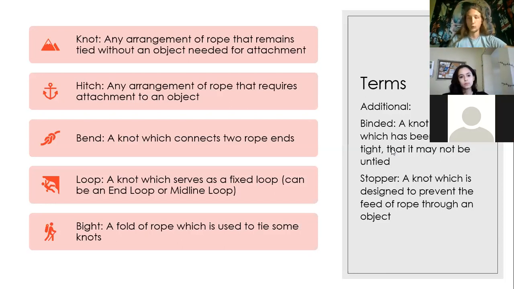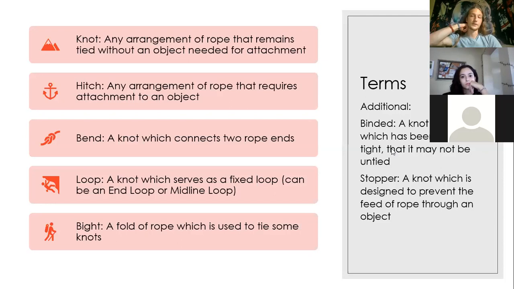Next we got is a loop. It's pretty much exactly what it sounds like. It's when you create a loop on a line. So you can either have an end loop or a midline loop. Now when you're tying loops that are knots, they're going to be fixed to lines, so they're not going to be cinching down on anything. But yeah, you can have it tied on the end, using the end of the rope, or you're going to tie it somewhere in the middle of the rope. That'll be a midline loop. Slight difference there. Usually a decent bit of a different process for tying them.